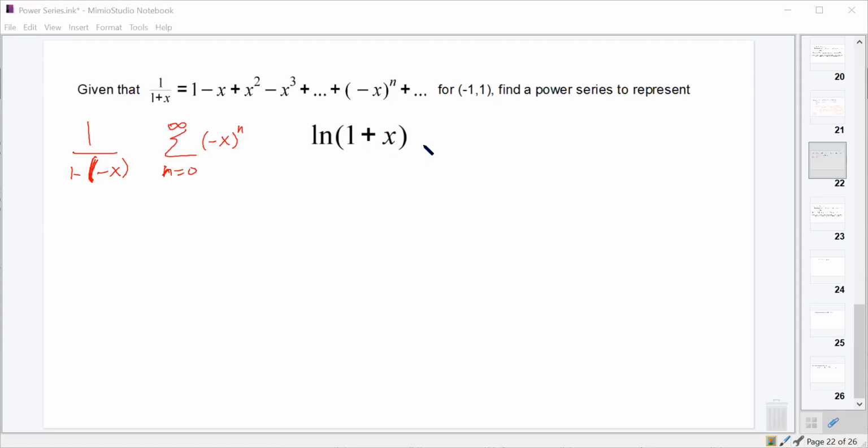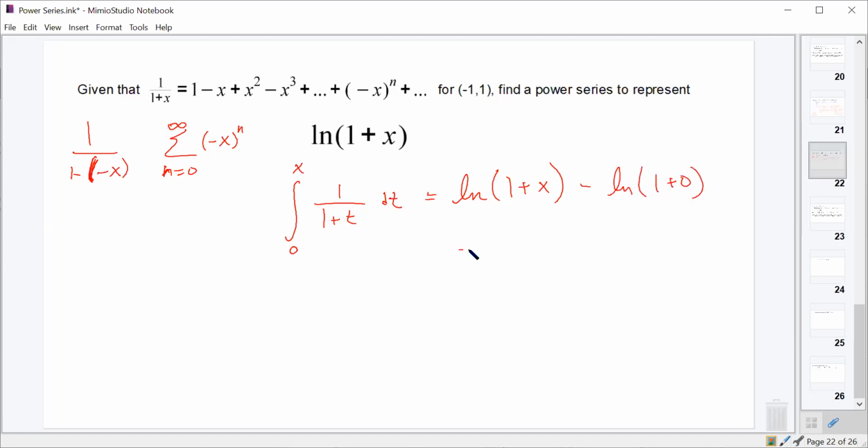So what we're going to do then is we're going to say the integral, and we're going to use the fundamental theorem of calculus here, the integral from 0 to x of 1 over 1 plus t dt should be the natural log of 1 plus x, right? Because I'll integrate this and evaluate it at x and integrate it and evaluate it at 0. And when we evaluate it at 0, that's going to give us 0, right? So we could, if we wanted to, write the natural log of 1 plus x minus natural log of 1 plus 0, or just natural log of 1 plus x. Good?